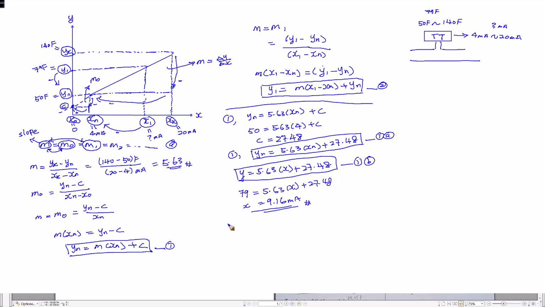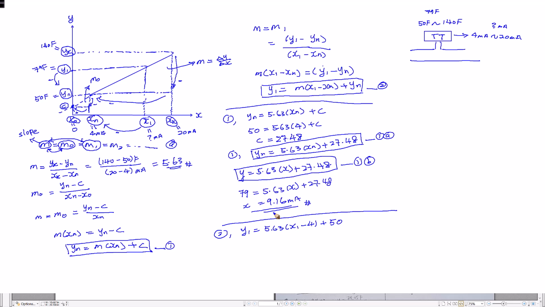This is the answer. If I want to use the second equation, is it possible? Yes, of course, it is possible. So how do we do that? From the second equation, Y1 equals M, the slope. As we know, the slope value is 5.63. So 5.63 times X1 minus Xn, plus Yn. This Xn is this value, 4 milliamp, so we put 4, plus Yn, which is 50 Fahrenheit. So this will be our new equation.